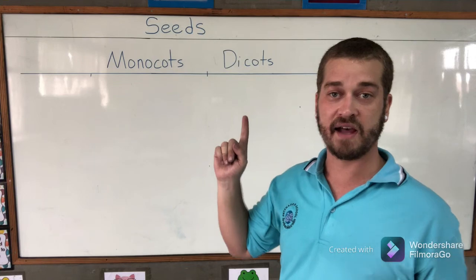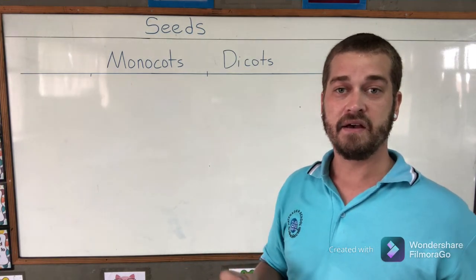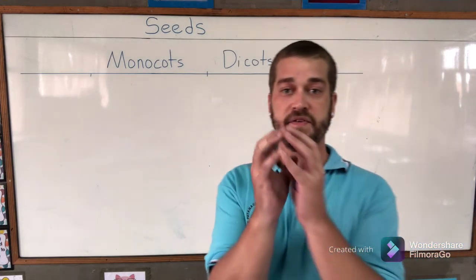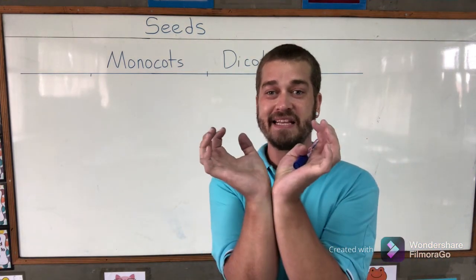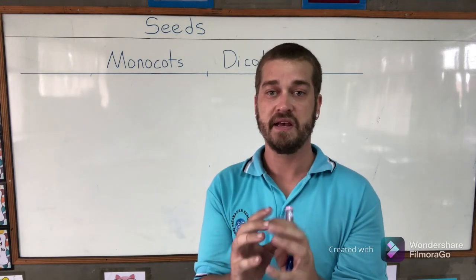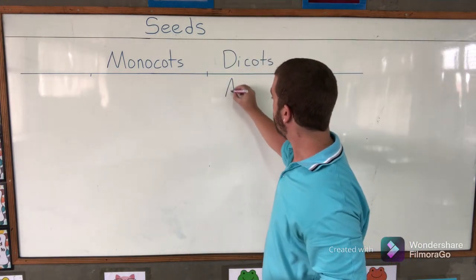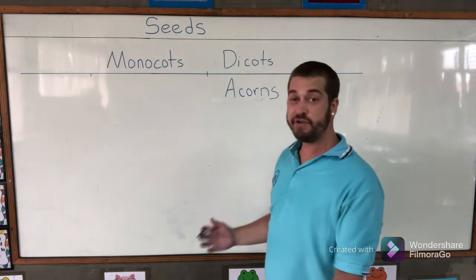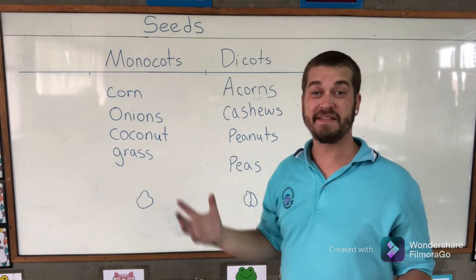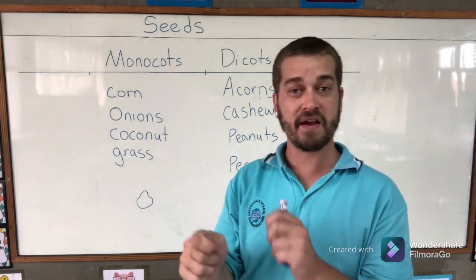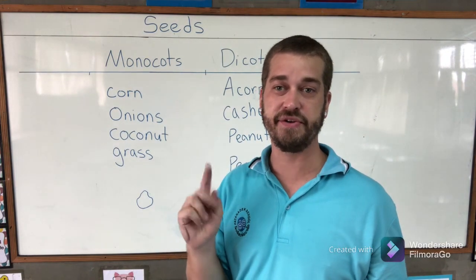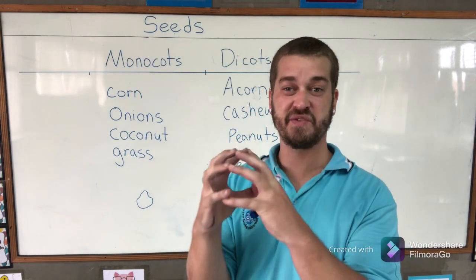Think about dicots as a pea, or something like a cashew or an acorn. If you take the seed, it easily breaks into two, and there's now two portions to that seed. That's gonna be things like acorns, things like cashews, peanuts, or even peas. Monocots are gonna be something like corn. If you break corn in half, it's just gonna fall apart into pieces. It will not turn into two. Onions, same thing, it's just one.